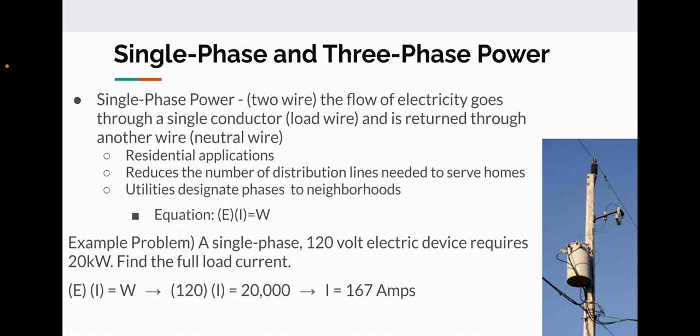To solve for either the current or the watts or the voltage, we're going to be using the equation E times I equals W, which stands for voltage times current will give you watts. And I pulled an example problem from the book that you can look at. I'd go into it, but I have to keep a time limit.